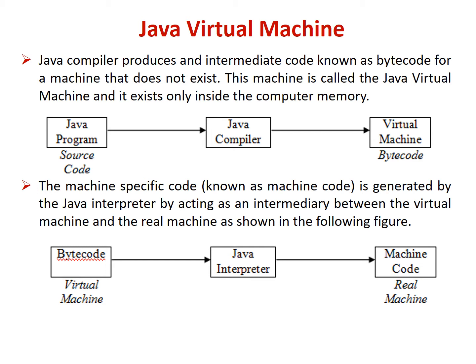The first figure here illustrates the process of compiling a Java program into bytecode, which is also referred as virtual machine code. The machine specific code known as machine code is generated by the Java interpreter by acting as an intermediary between the virtual machine and the real machine as shown in the second figure. The interpreter is different for different machines.